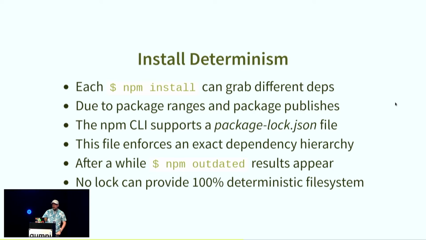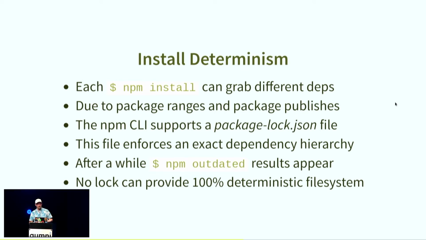Luckily now, the npm CLI supports a package-lock.json. Its older brethren was, I believe, the npm-shrinkwrap.json file. And I believe ultimately they were inspired perhaps by Yarn's yarn.lock file. And so this file ends up enforcing exact dependency hierarchy. So regardless of what happens with packages changing, you would still get the same npm installation. You'd still get the same package hierarchy.